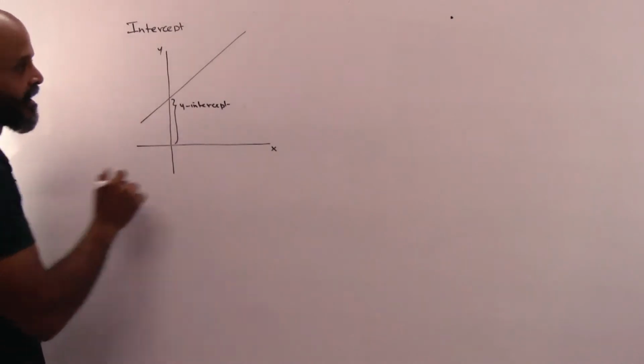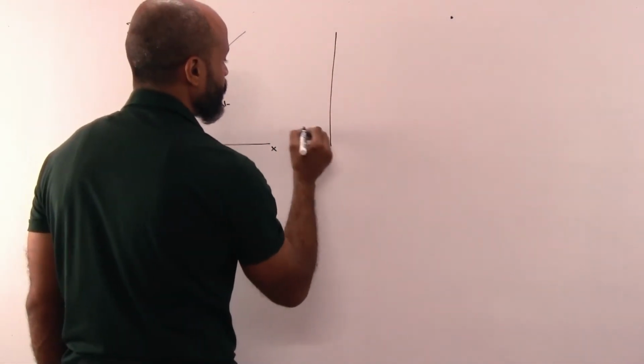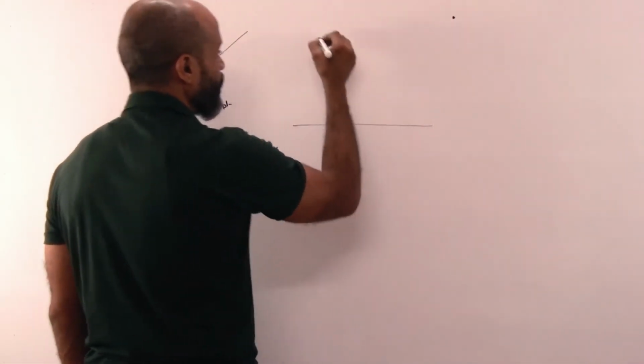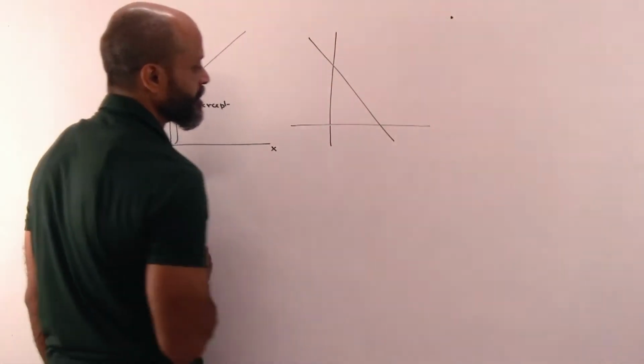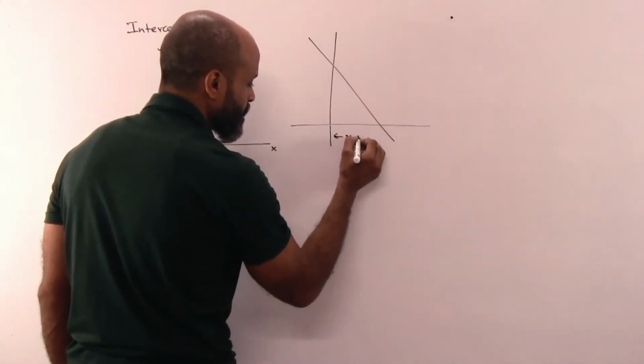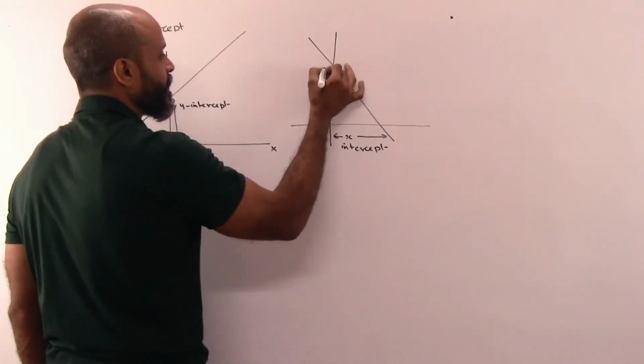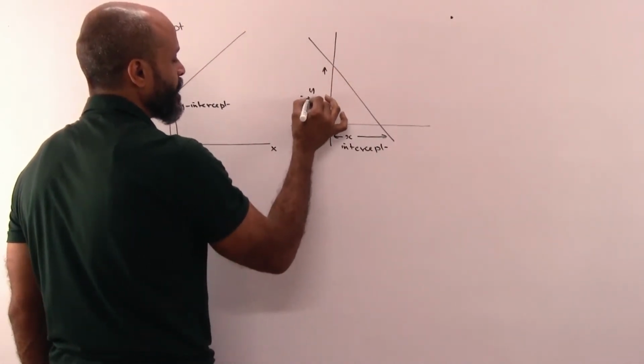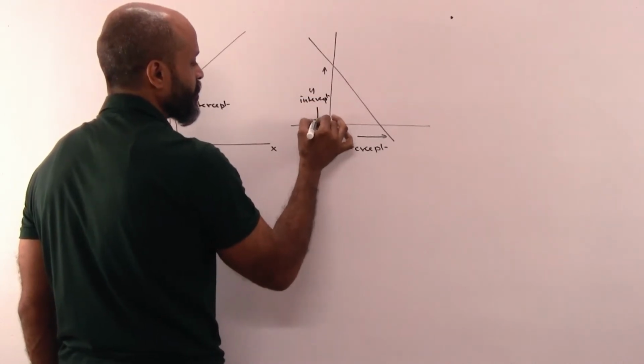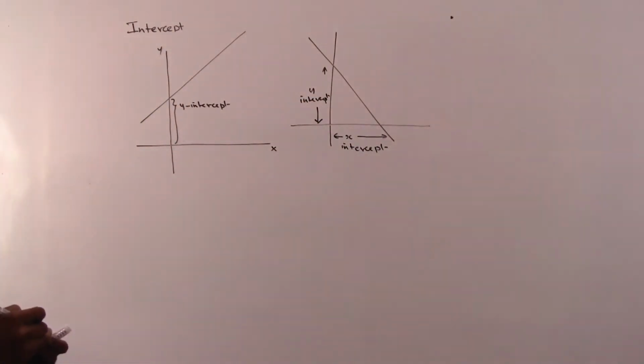Let's say we have another line, and here this is going like this. So this will be the x-intercept. This is the x-intercept and this is the y-intercept of the line. Okay, so these are basically intercepts.